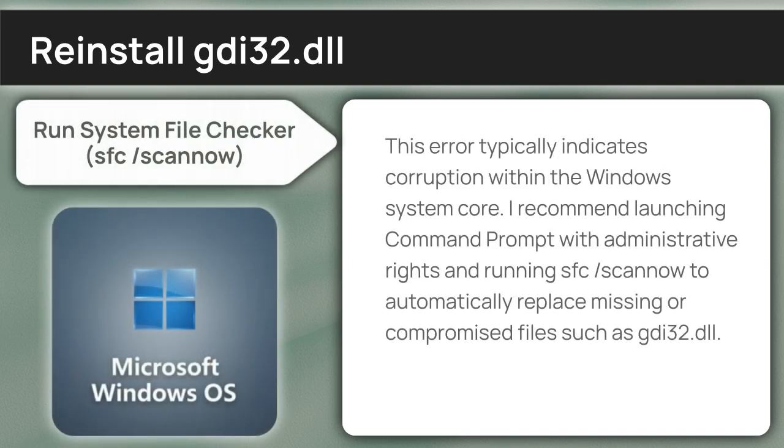Run the System File Checker by opening Command Prompt as an administrator and entering sfc /scannow. Windows will scan your system and automatically repair missing or corrupted core files such as the Gdi32.dll.